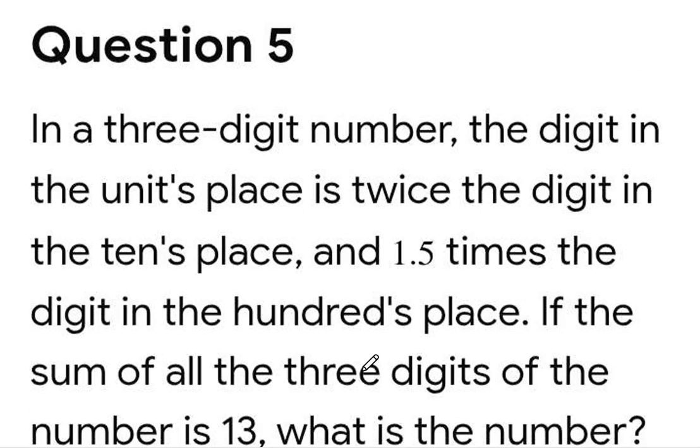It's a very simple question. It is a very lengthy question, but it is very simple. By seeing the options only, you can answer the question. Okay. In a 3-digit number, the digit in the unit place is twice the digit in the tens place, and 1.5 times the digit in the 100 place.